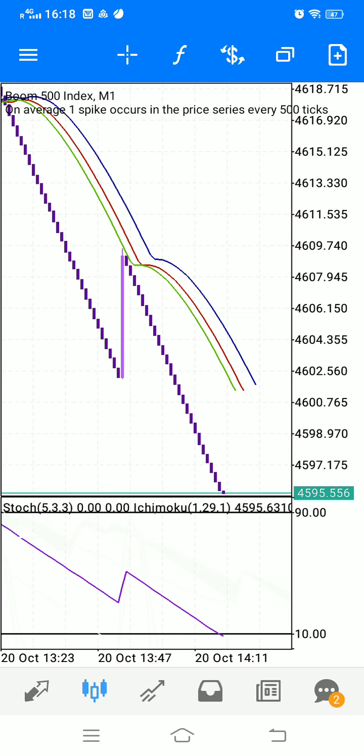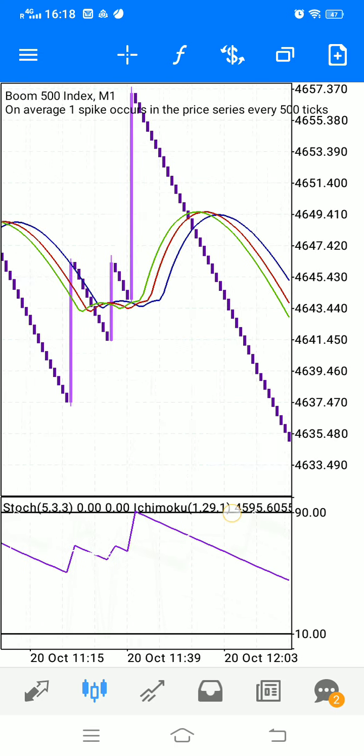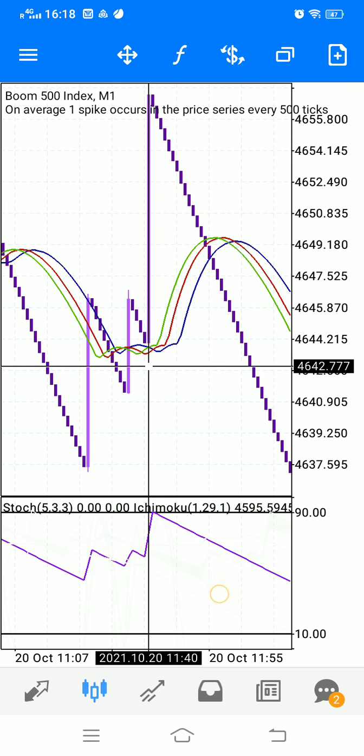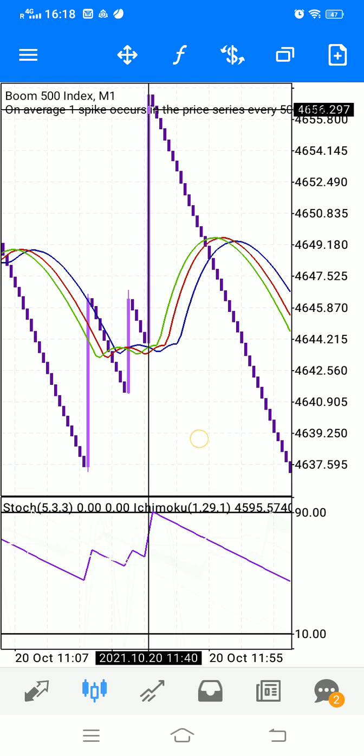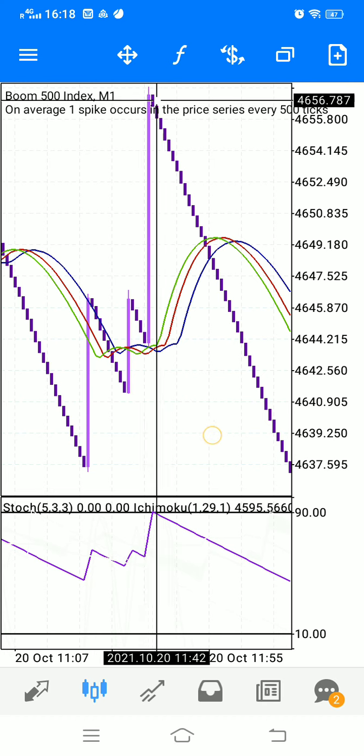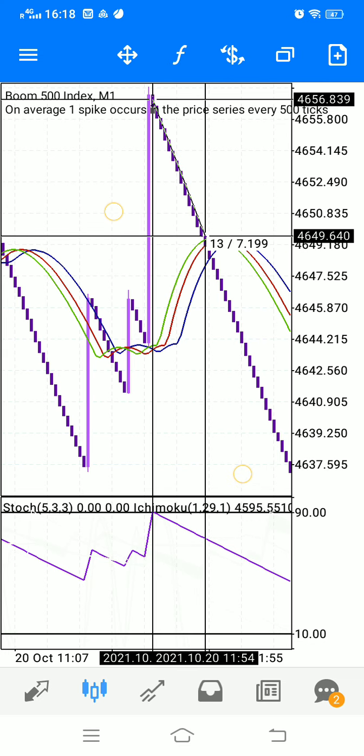Let's see. Nothing just yet. Over here we have an opportunity. Here the spike happened. We've reached level 90. We took our trade right over there, and we closed on 13 candles.